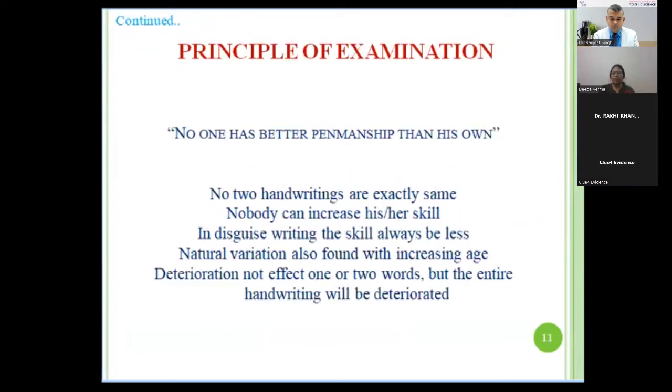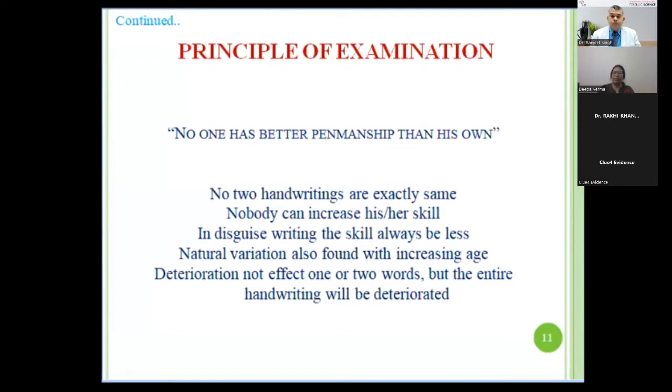Principle of examination of handwriting. First, a very important principle of examination of handwriting is that no one has better penmanship than his own. So no two handwritings are exactly the same. Nobody can increase his or her skill. In disguised writing, the skill is always less than the writing of a genuine person.